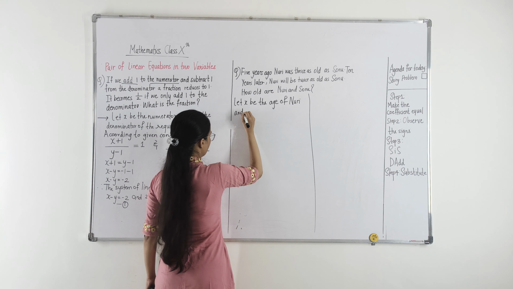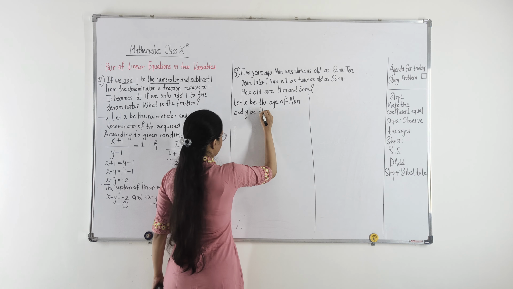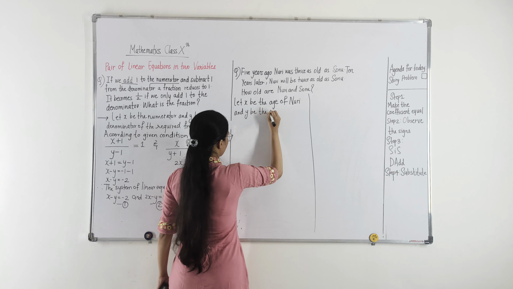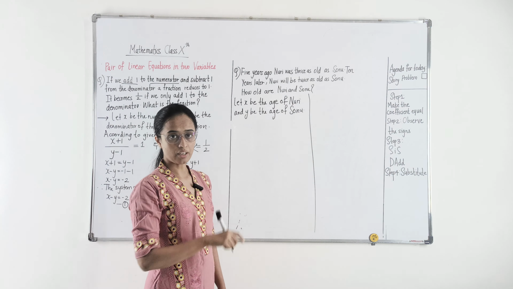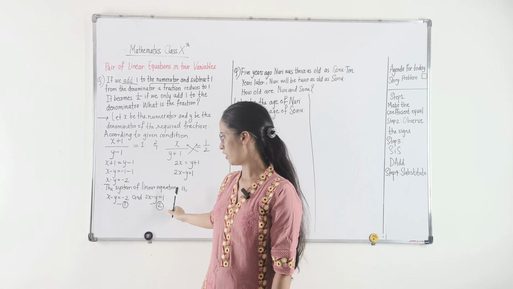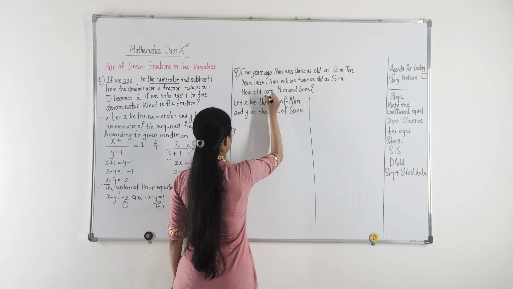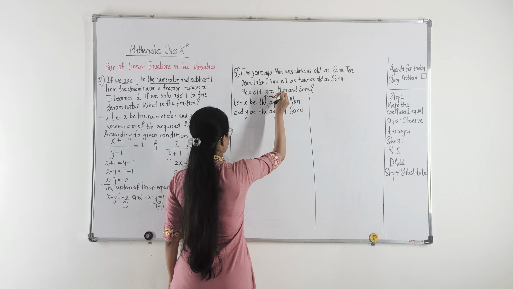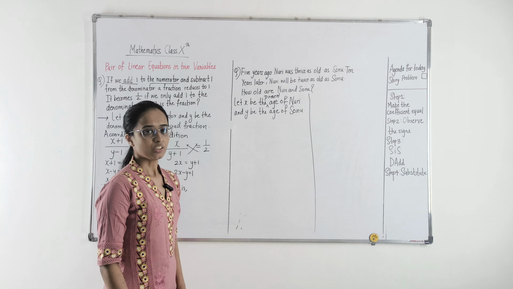and y to be the age of Sonu. Once we have fixed the variables, now we are supposed to use the given conditions and frame the equations in the similar manner. So let's start. The condition says that 5 years ago, if this is the present age, let's write present to be very precise. Similarly over here would be present.